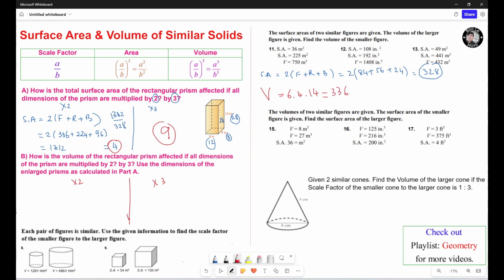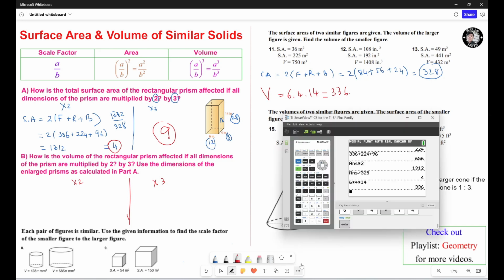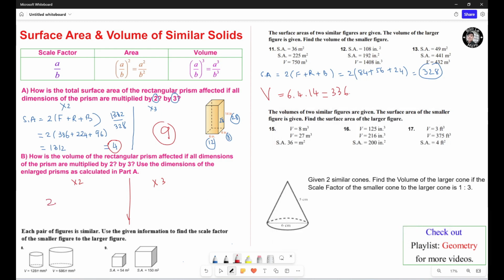Right, this is the original one. Now, if you multiply by 2, it's going to be like this, right? So the new volume should be 12 times 8 times 28. 12 times 8 times 28 is going to be 2688.